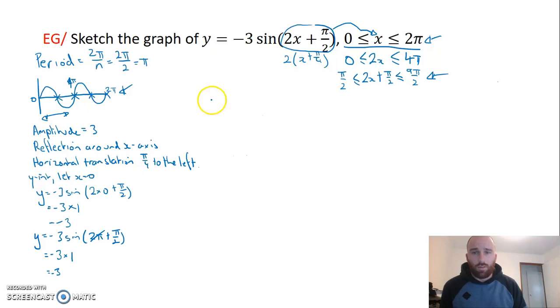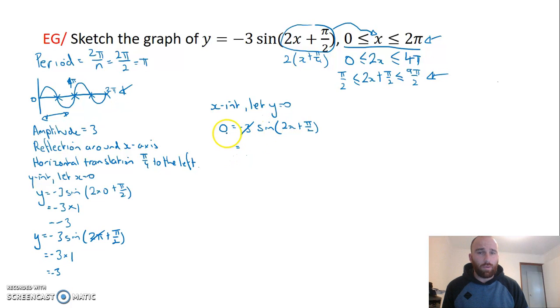So to find our x-intercepts, we're going to let y equal 0. So 0 equals minus 3 sine bracket 2x plus pi over 2. 0 divided by negative 3 is still 0, so that doesn't change. When I bring sine to the other side, I'm actually finding inverse sine. I'm going to move the variables to the left hand side, so 2x plus pi over 2, and on this side is going to be sine minus 1 of 0.